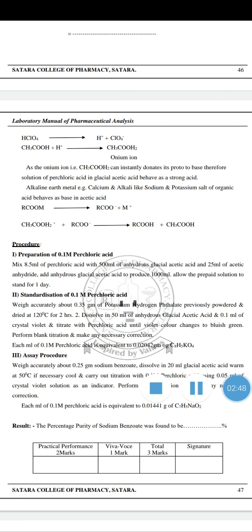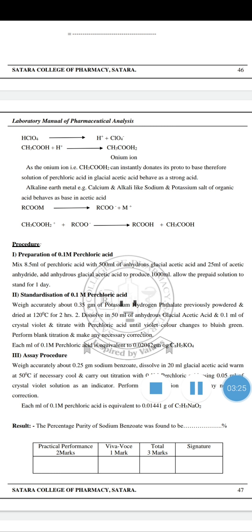for 1 day. Then for standardization of 0.1 molar perchloric acid, weigh accurately about 0.35 gram of potassium hydrogen phthalate, previously powdered and dried at 120 degrees Celsius for 2 hours. Then dissolve in 50 ml of anhydrous glacial acetic acid, add 0.1 ml of crystal violet, and titrate with the perchloric acid until the violet color changes to bluish green. Then perform a blank titration and make any necessary corrections.